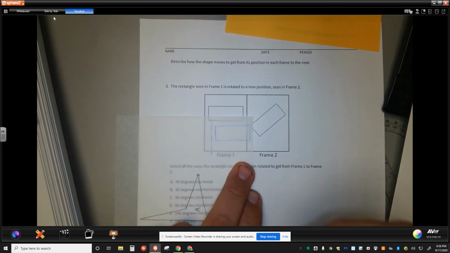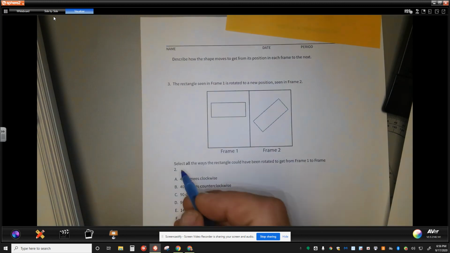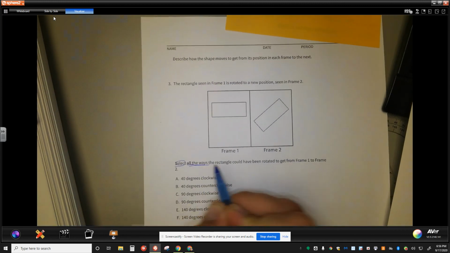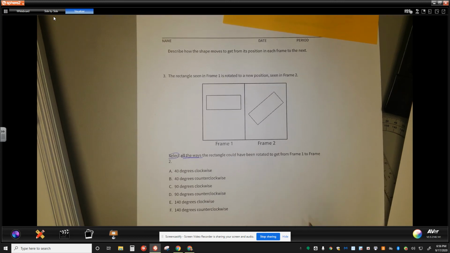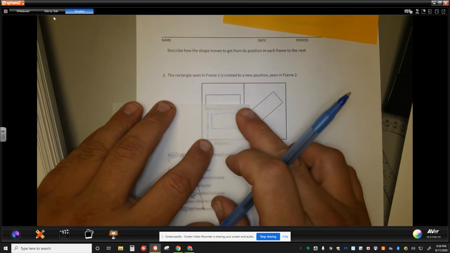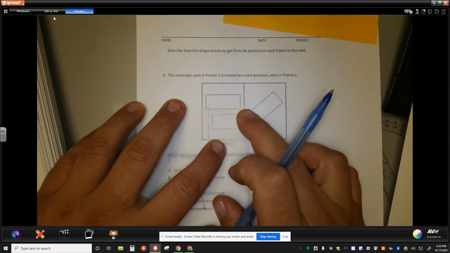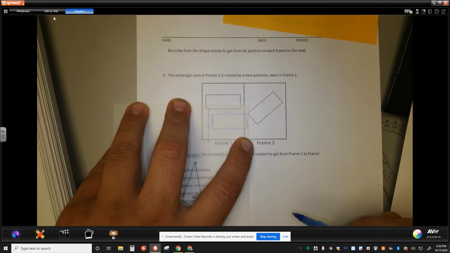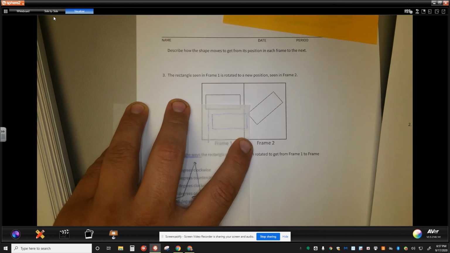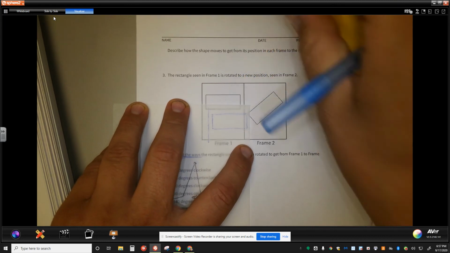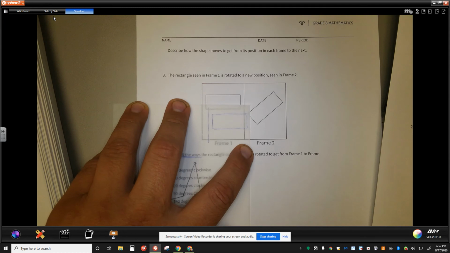Now I have to make a decision. I have 6 different options to choose from, and it's saying select all the ways the rectangle could have been rotated. So I have to decide, is it 40 degrees clockwise or 40 degrees counterclockwise? Is it 90 degrees clockwise or counterclockwise, or 140 degrees counterclockwise? I need to know all of the ways this could have happened. I think that's easiest to see when I look at it closer to this figure. And then I can make some comparisons just like I did earlier with the protractor and with my work. Again, remember that you're estimating, so it doesn't have to be precise.